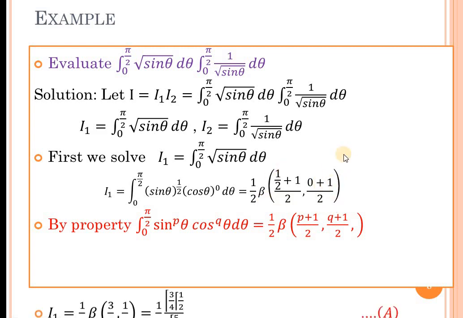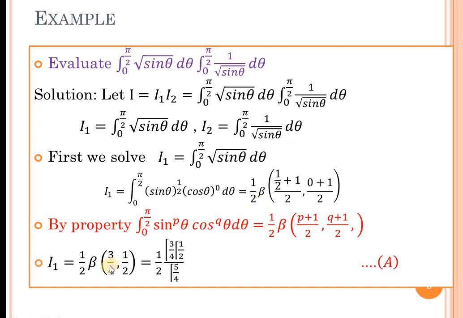When I simplify this part I get 1 by 2 times beta of 3 by 4 comma 1 by 2. And we know beta m n is gamma m into gamma n upon gamma m plus n. So beta 3 by 4 comma 1 by 2 is gamma 3 by 4 gamma 1 by 2 upon gamma of 3 by 4 plus 1 by 2, that is gamma 5 by 4. This is the value of integration root of sine theta d theta from limit 0 to pi by 2. I keep this as equation A.